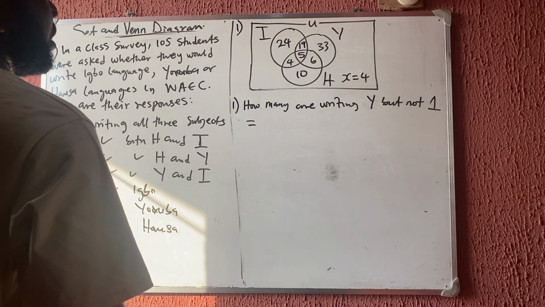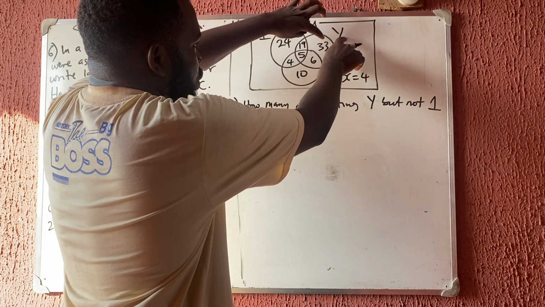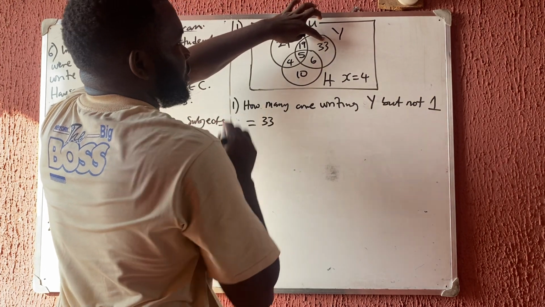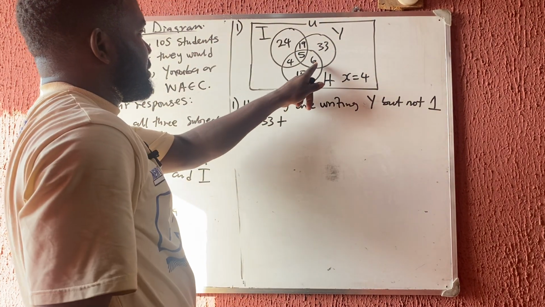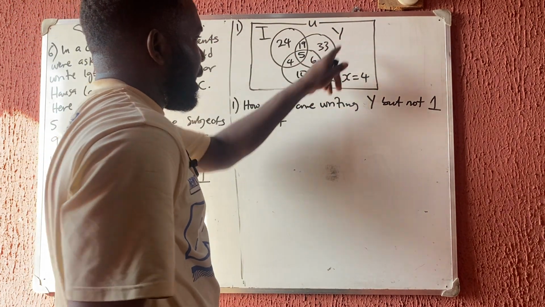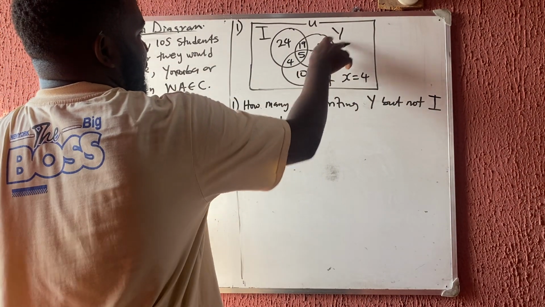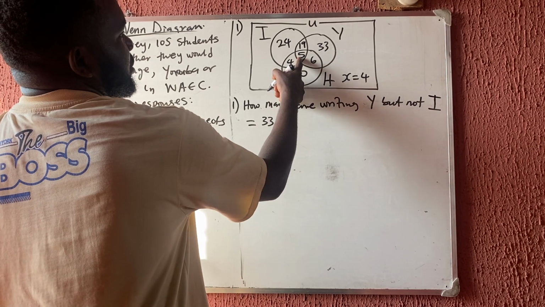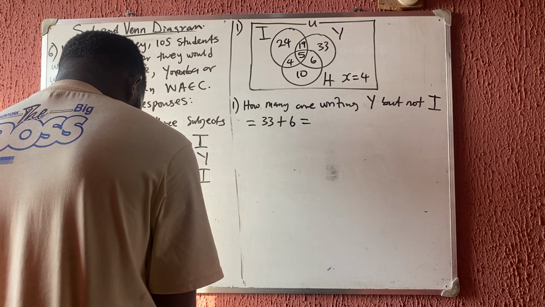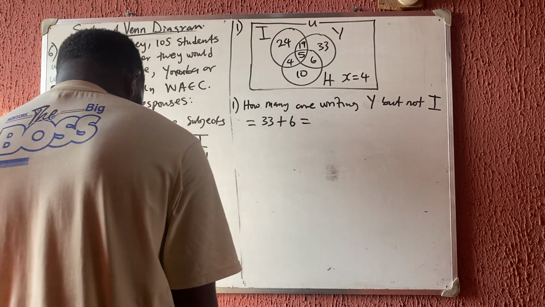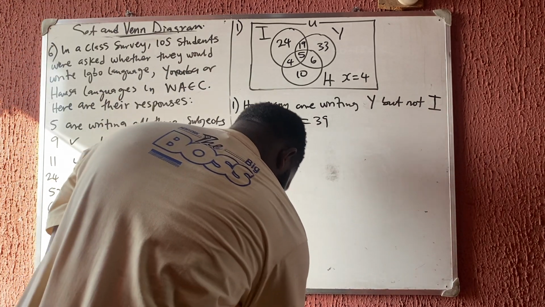First of all, the people that will write Yoruba, you come to Yoruba. We know normally that 33 are writing only Yoruba, plus now 6 are writing Yoruba and Hausa. So this is Igbo, not 1. Now 6 are writing Yoruba and Hausa, so it will be plus 6. I cannot add 5, I cannot add 19. They wrote Igbo. So my answer will now be 33 plus 6, which is 39. So we go to the next one.